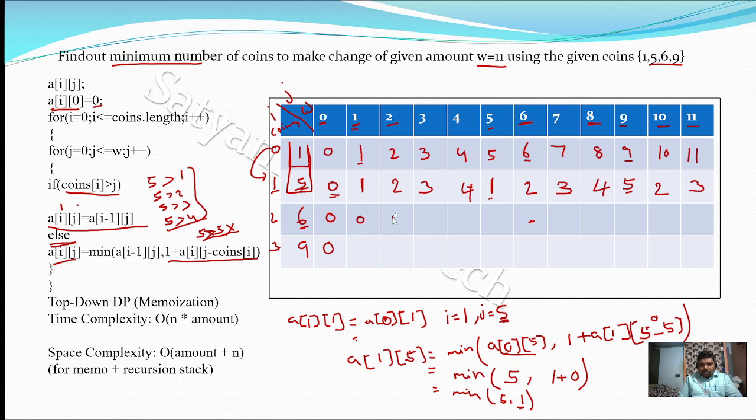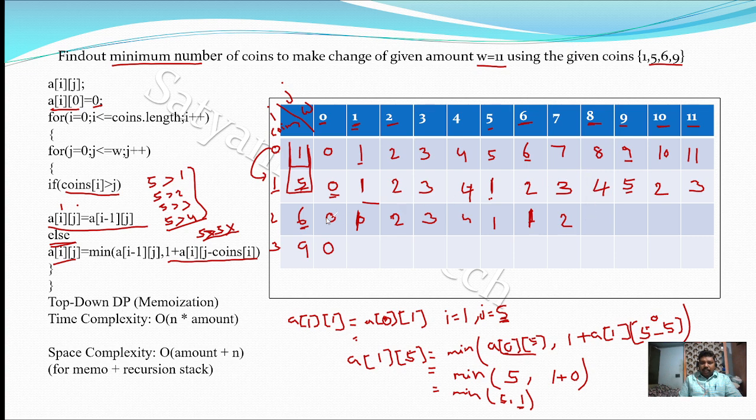You can take the previous row value here: 1, 2, 3, and here at 4, 1. Here, for example, you can include the 6 rupee coin, so 1 coin is required to make the 6. Next, for 7 rupees, 1 six rupee coin and 1 one rupee coin, that is 6 plus 1, so 2 coins are required.